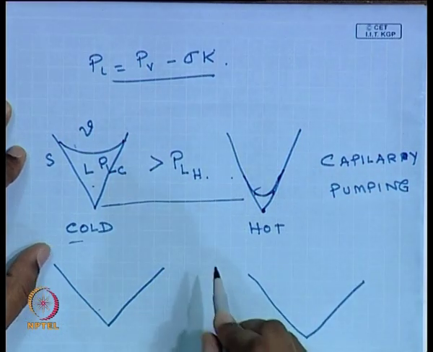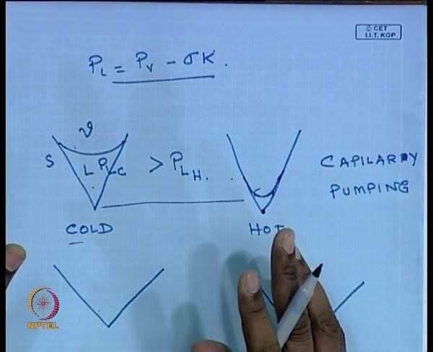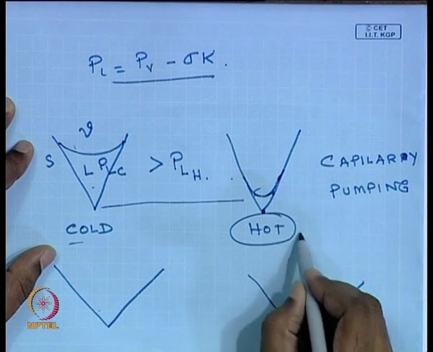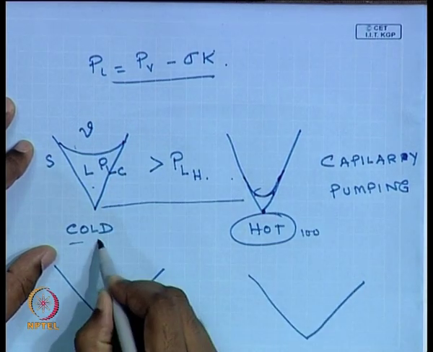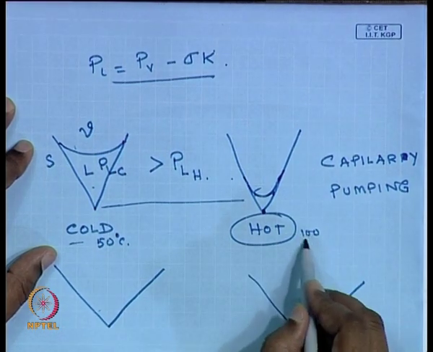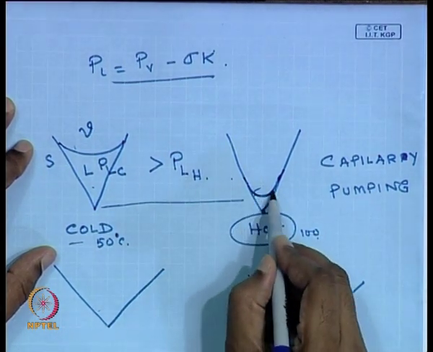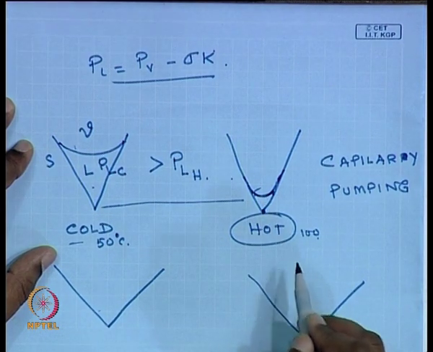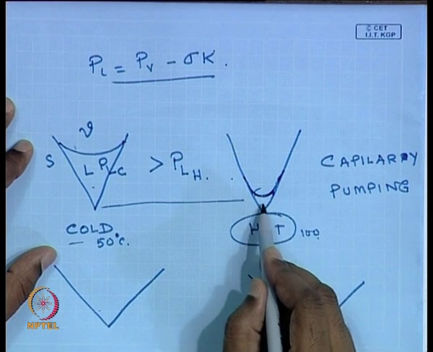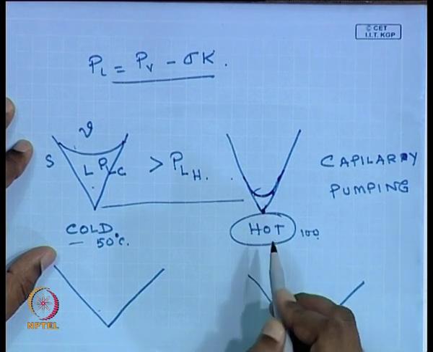So, this capillary pumping one has to characterize, evaluate, and model in order to predict the performance and to design an effective device. Now, what happens, suppose this temperature is 100 degree centigrade, and this is 50 degree centigrade, or you are adding some amount of heat so that the temperature is 100 and this is the shape of the meniscus. If you increase the heat input at this end, there would come a point where there will not be any liquid left.